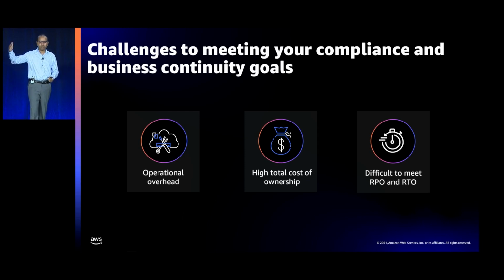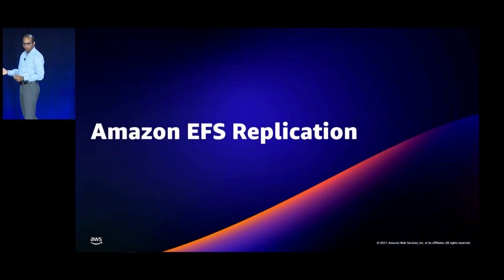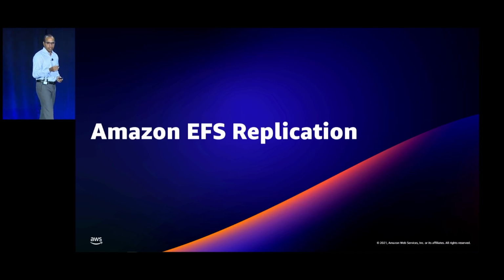And then the total cost of ownership is high, as you end up maintaining at least 2 copies of your data without any cost optimization. And then despite all this overhead, many customers are still not able to meet the required RPO and RTO objectives. And that's where Amazon EFS Replication can help.